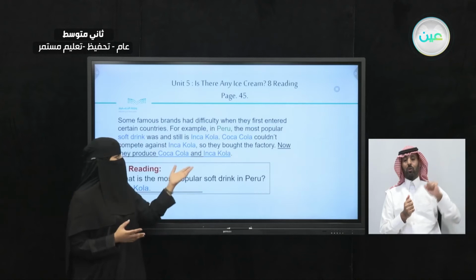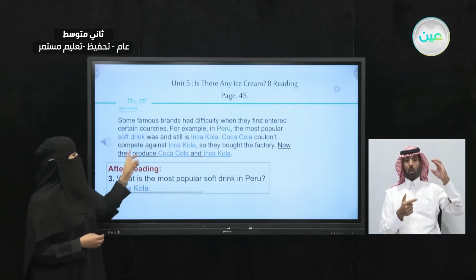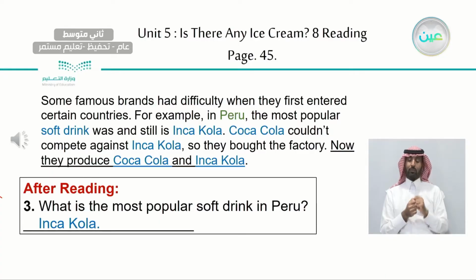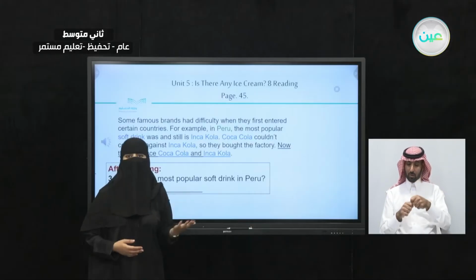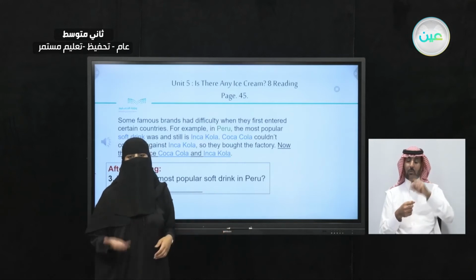Now, Coca-Cola wanted to sell their product over there. So, what did they do? They bought the factory of Inca-Cola. Now, after buying the factory, they are producing both Inca-Cola, the one that's popular over there in Peru, and Coca-Cola.